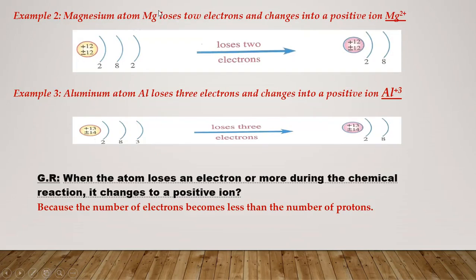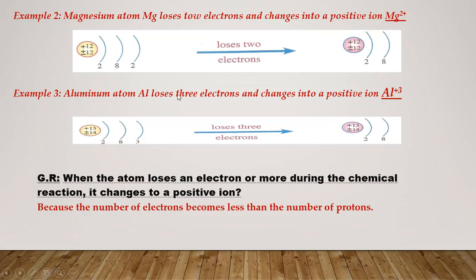Number 2, magnesium, which contains 12 electrons, 2-8-2. It tends to lose 2 electrons to be 2-8, and it changes into a positive ion, Mg2+. Positive 2, why? Because magnesium lost 2 electrons.